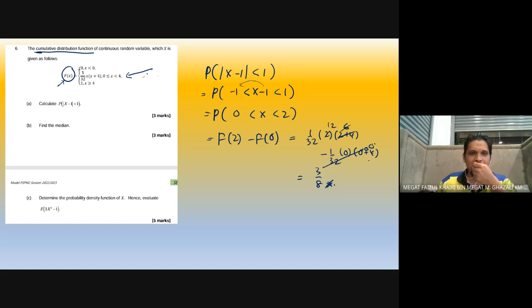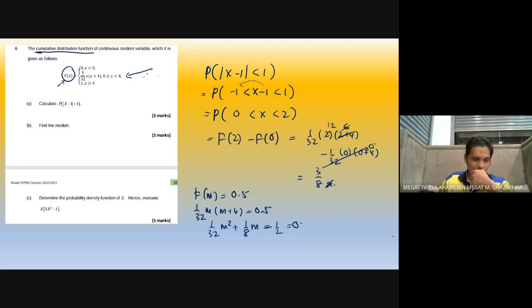Okay, find the median. So F of m equal to 0.5. So use the formula of 1 over 32 times m and m plus 4 equal to 0.5. So find the median: 1 over 32 m squared plus 1 over 8 m equal to minus 1 over 2, make it equal to 0.